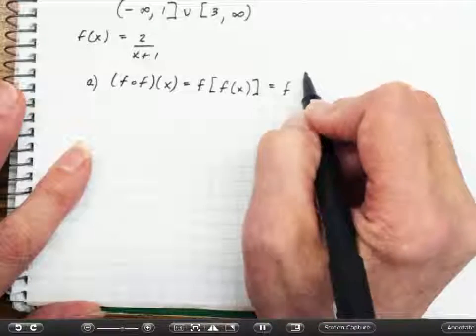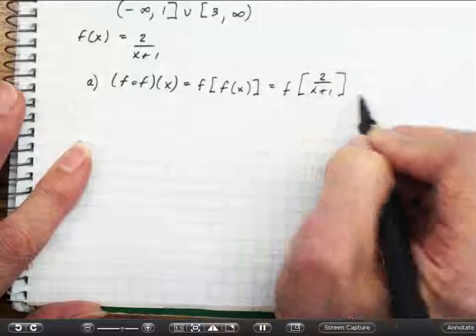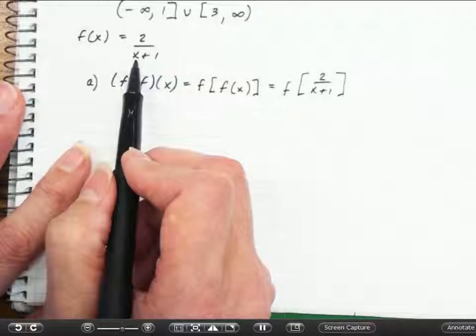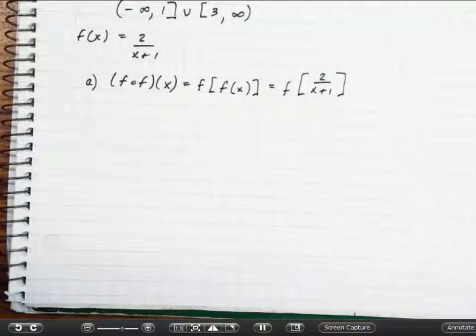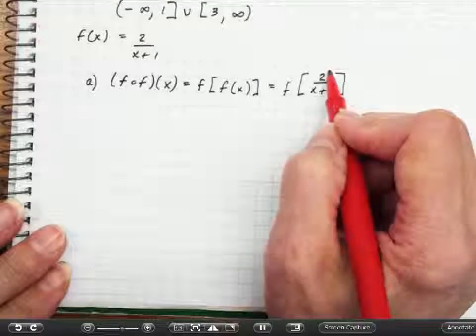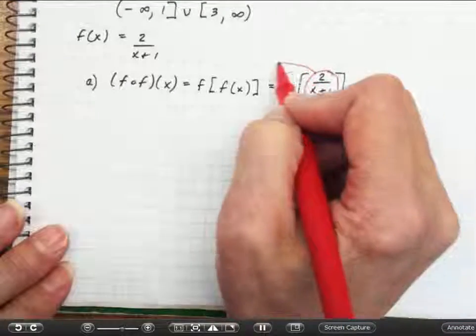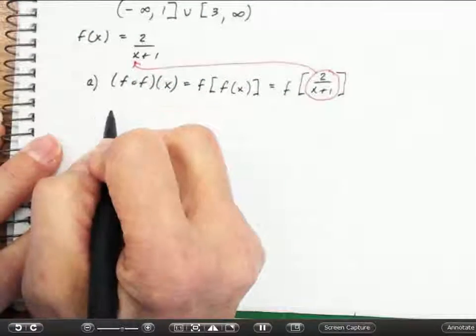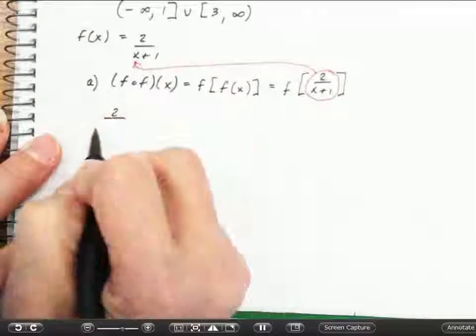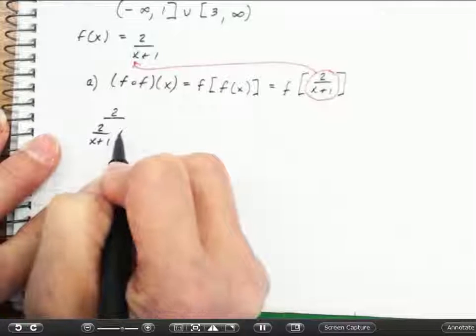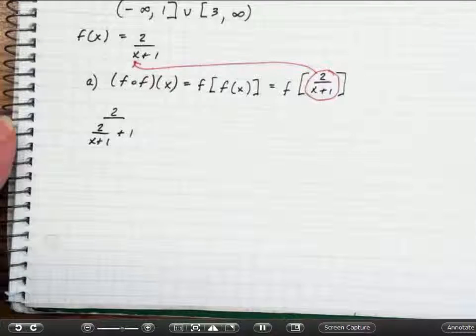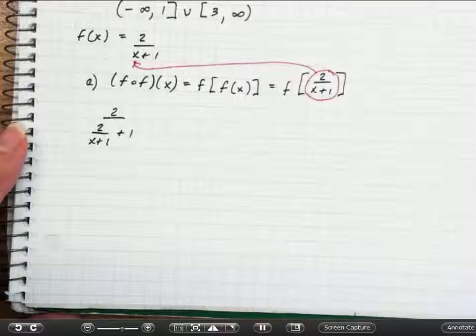So we're going to take this expression, 2 over x plus 1, and we're going to put it into our f function wherever we have an x. So I'm going to draw a little line here. So we're going to take this right here, and we're going to put it back into the function where there's an x. So now we're going to have 2 over x plus 1 plus 1. Sure, you've seen this before. What's this kind of fraction called? Anybody remember? Complex fraction. Yep, fraction within a fraction. So I want to simplify. How do I simplify?